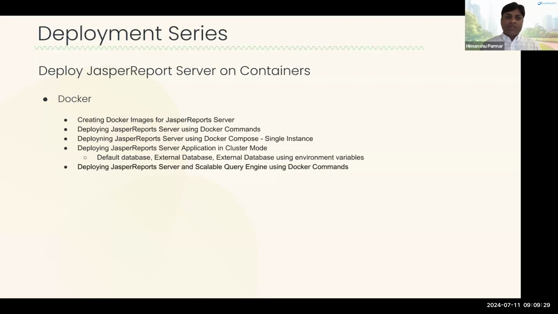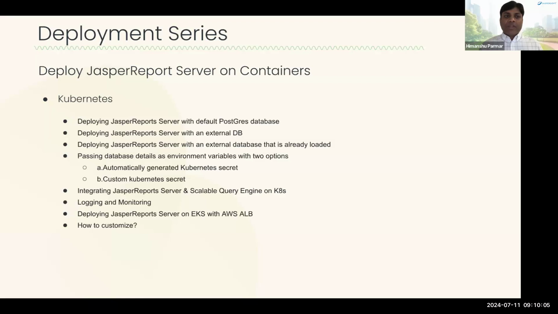And for Docker itself, we can create the Docker images, and we can run the Jasper Report Server using the Docker commands, using Docker Compose, for example, right, in a single instance or cluster environment. And there are multiple ways of installing the database as well, and you can use different types of database, and you can use the database as an external database, or you can use environment variables as well for security reasons, right? We will also showcase how to deploy JRS and scalable engine using Docker.